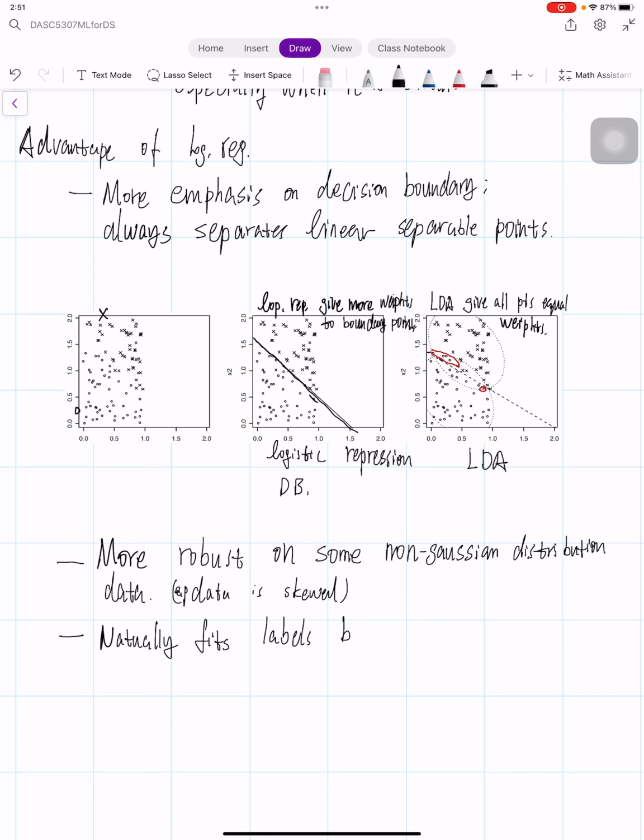And also the third advantage is that it naturally fits labels between 0 and 1. So usually if you want to find the probability based on something, it's natural to apply logistic regression, for example, to predict the probabilities.